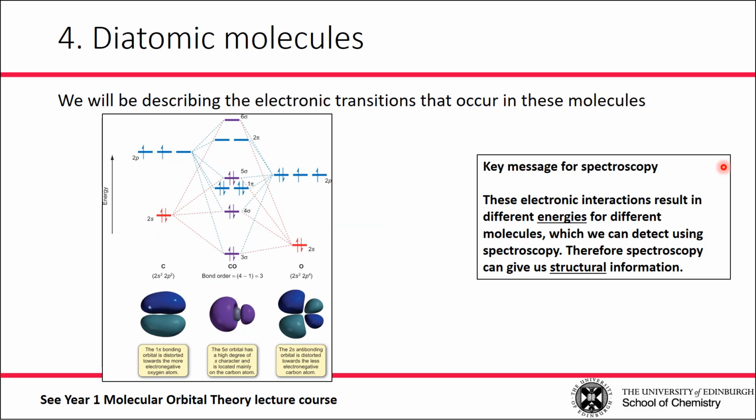You've described molecular orbitals previously in your MO theory courses. The main message here is that each of these molecular orbitals has its own potential energy curve, and we can see that the transitions can occur from a range of occupied levels to a number of unoccupied orbitals. These are the basis of electronic transitions that we will be exploring.